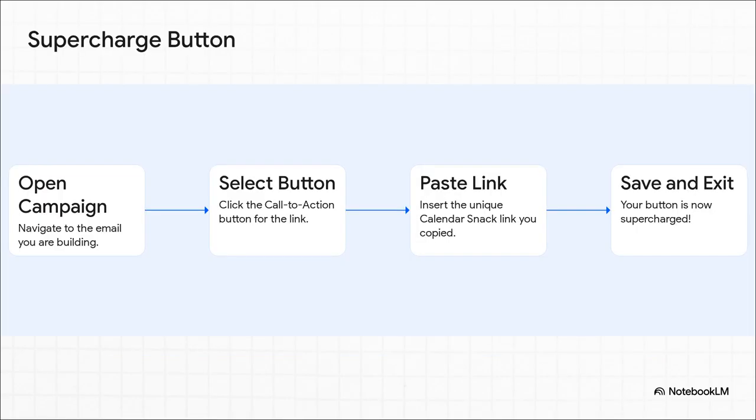And putting this into action is just as simple as it sounds. You just open your Mailchimp campaign, click on whatever call to action button you want to use, and paste that unique Calendar Snack link into the URL field. Hit save and exit, and that is it. Your button is now officially supercharged.